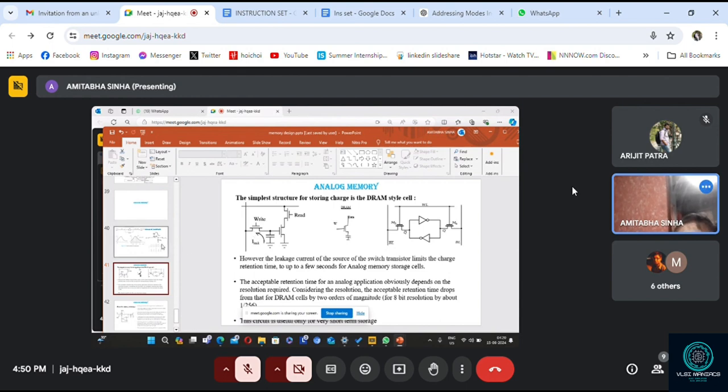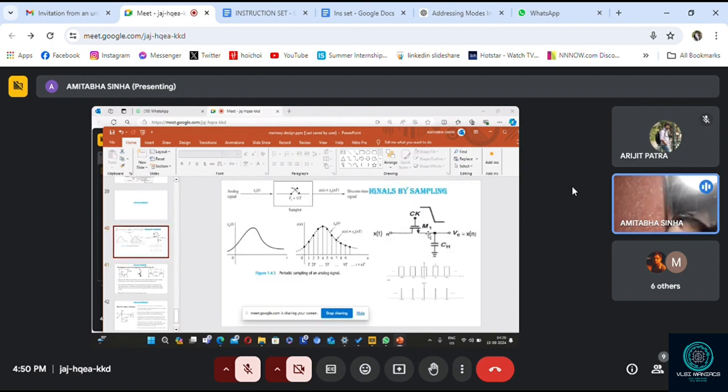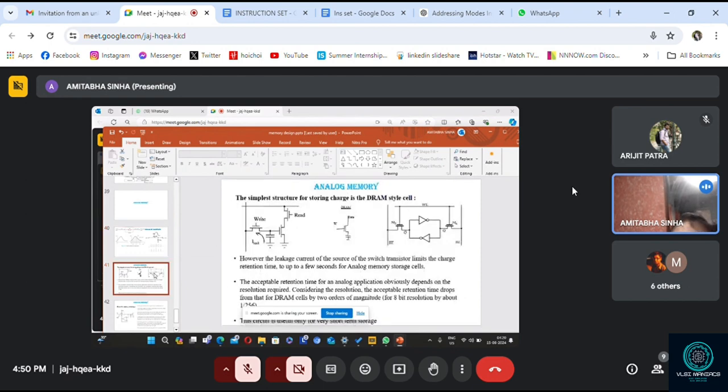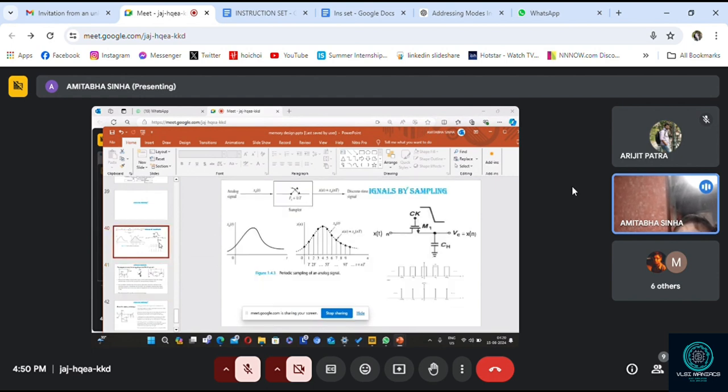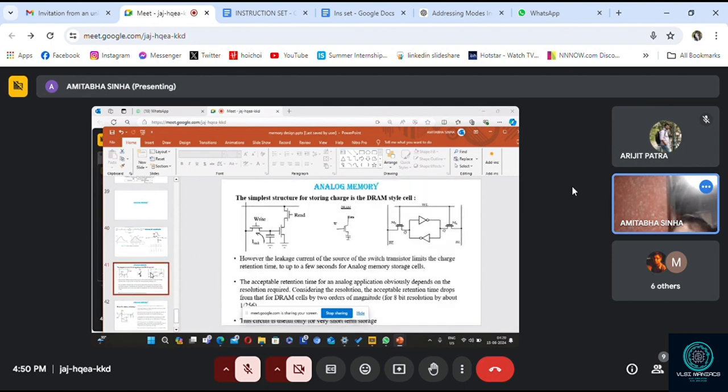That means whatever data is coming from here after sampling, which was there in the capacitor, will be transferred to this capacitor. Or if we combine both these circuits, this and this will come here, and the stored data will be stored here.